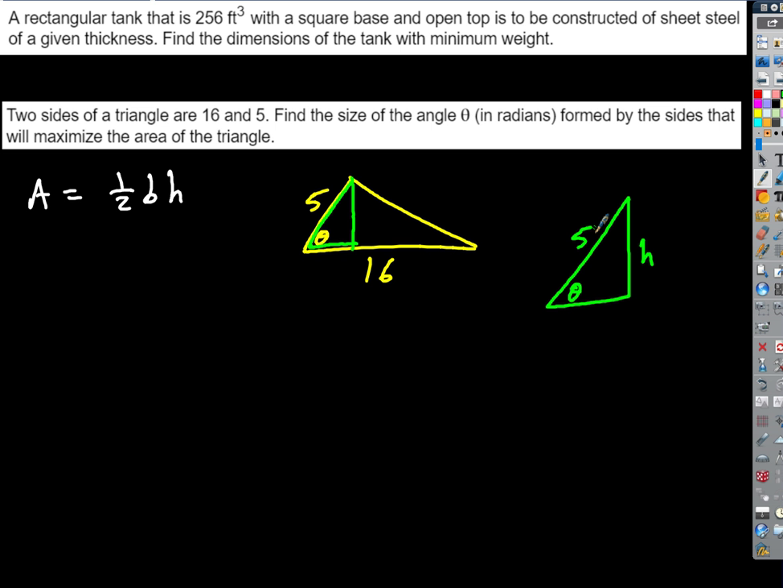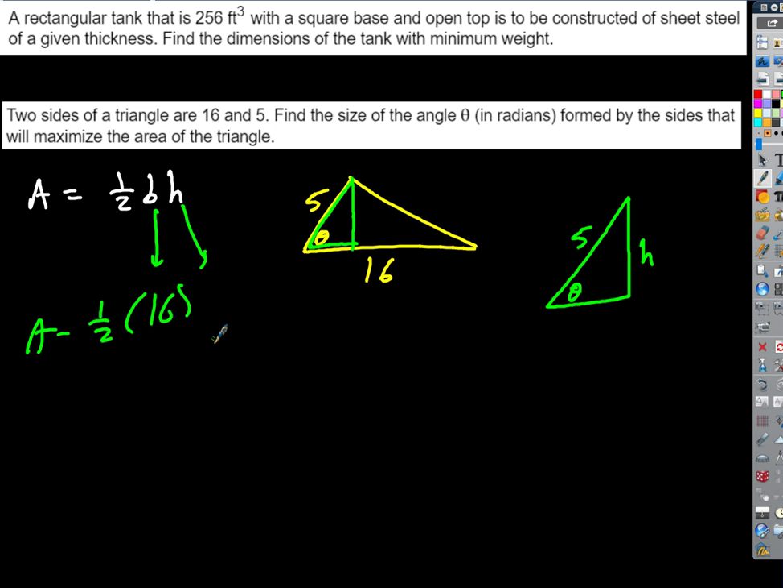So it's pretty simple to get this set up, right? And then you're going to be able to write area as a function of theta, because you know area is going to equal 1/2 times 16 times the height, which we'll be able to write in terms of theta. Theta is your variable.